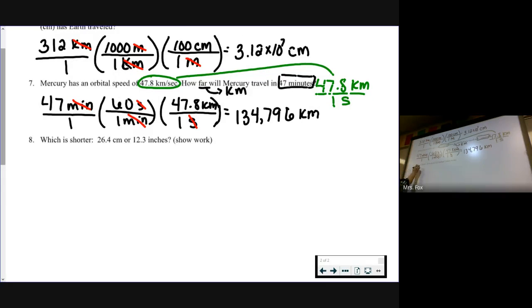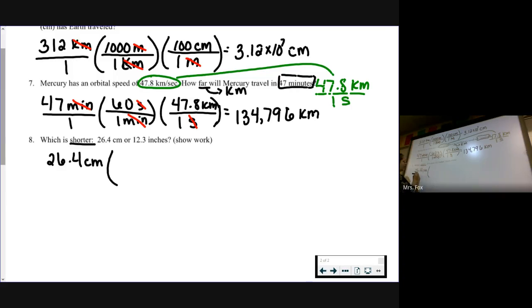We want to know which is shorter, 26.4 centimeters or 12.3 inches. The only way that we can compare these two numbers is if we have them in the same unit of measurement in order to compare. I'm going to change the 26.4 centimeters because that's just the first one in the problem. So 26.4 centimeters. I have to get it into inches in order to compare my two numbers.